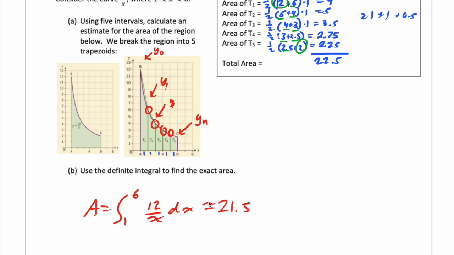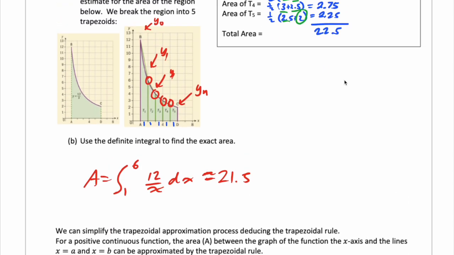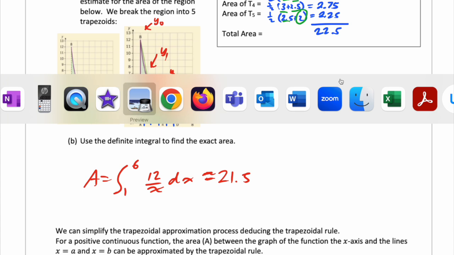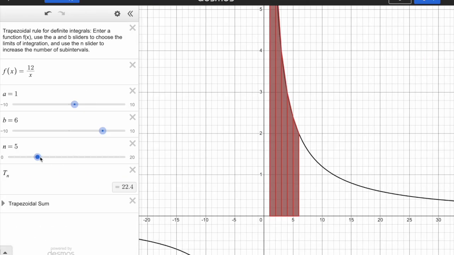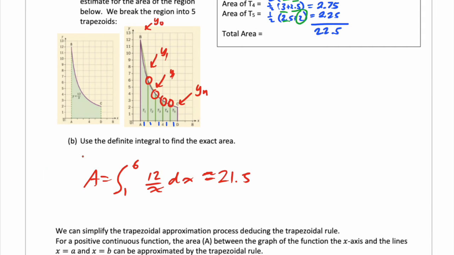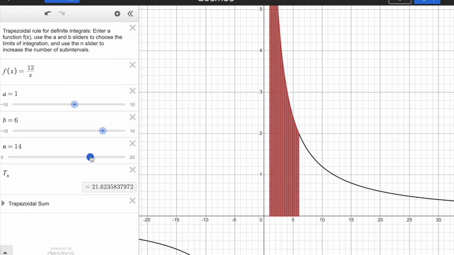Okay, this is exactly 21.5. Ours was a slight overestimate, and you can see the trapezoids are a little bit above the curve, so it's an overestimate. But we were pretty close with the trapezoids, and let me demonstrate that if you increase the number of trapezoids, you get a better and better approximation. So it should be exactly 21.5. If you increase the number of trapezoids, you get closer and closer to 21.5.